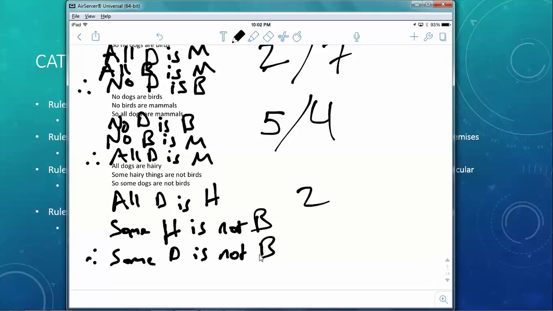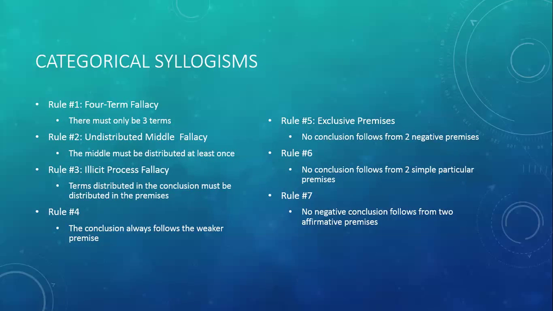Illicit process fallacy. B is distributed down here, but it's also distributed up here, so we're okay. D isn't distributed, so we don't care what it is. It actually is distributed up here too, so we're double fine on that one. Rule 4 is what? Weaker premise? Yeah, conclusion always follows the weaker premise. I have a "some" up here, "some" up here, down here, "not." Okay, good. No conclusion follows from 2 negative premises.